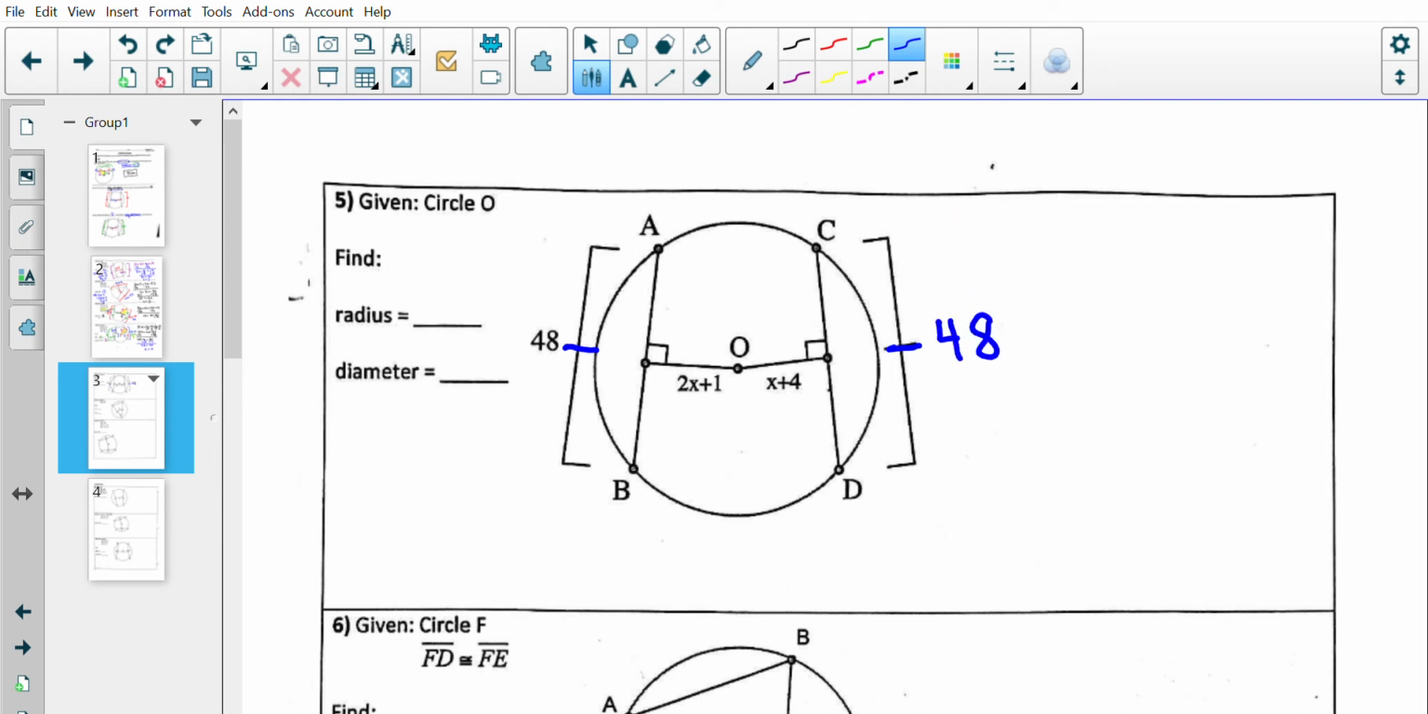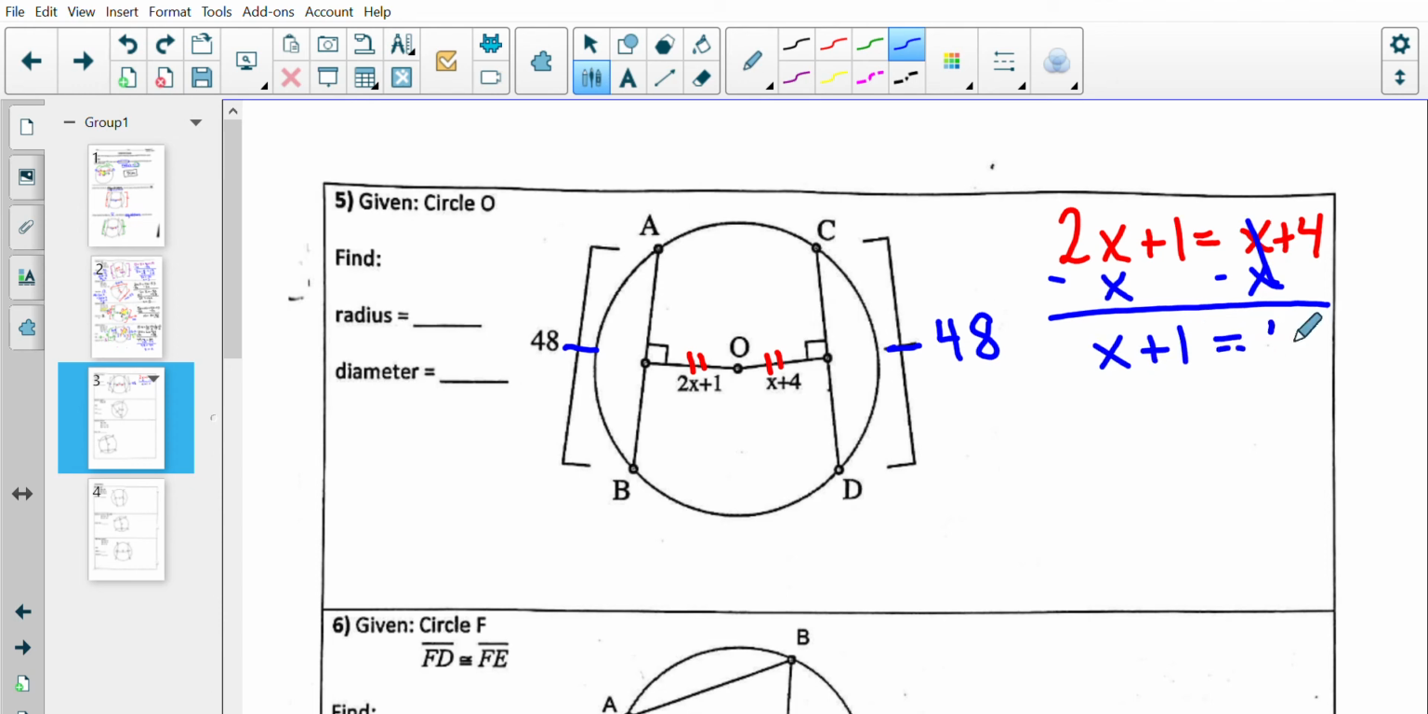We can also make another conclusion. If the chords are congruent, then the perpendiculars have to be congruent. So let's go ahead and solve for x. So 2x plus 1 is equal to x plus 4. I'm going to subtract the x on both sides. And we're going to have x plus 1 is equal to 4. Subtract the 1 on both sides. And we will have x is equal to 3.